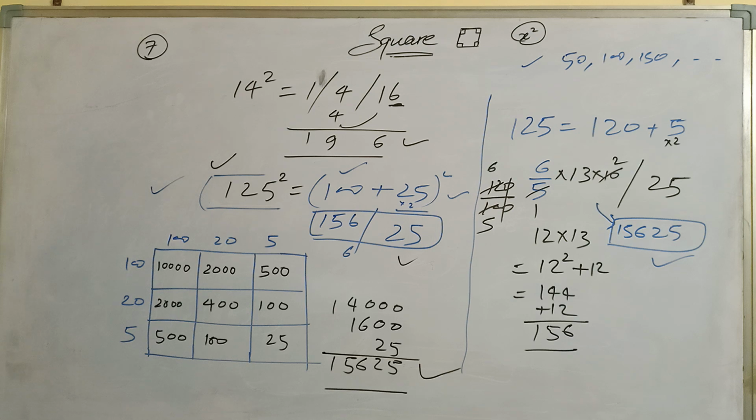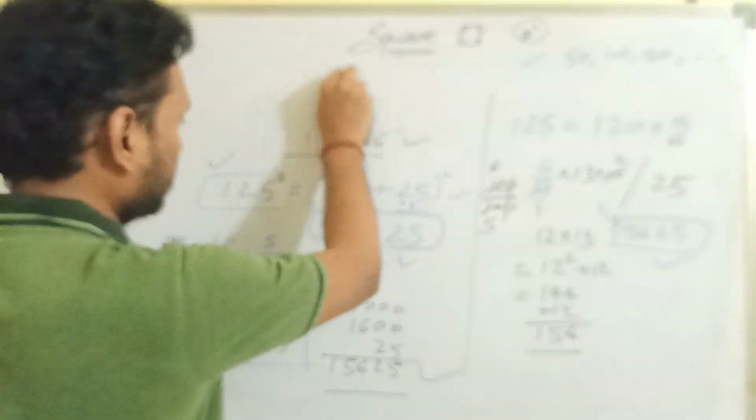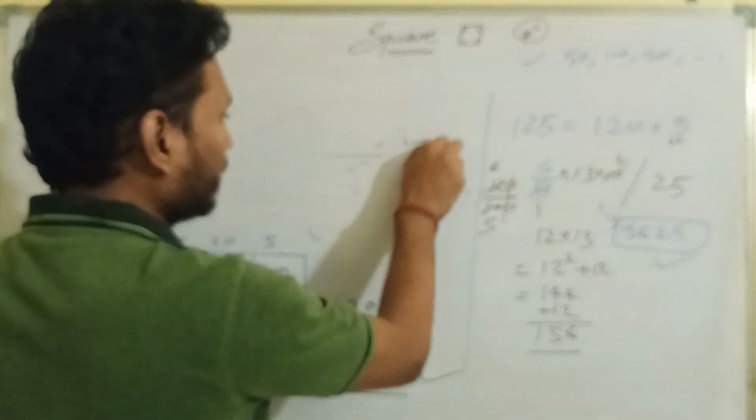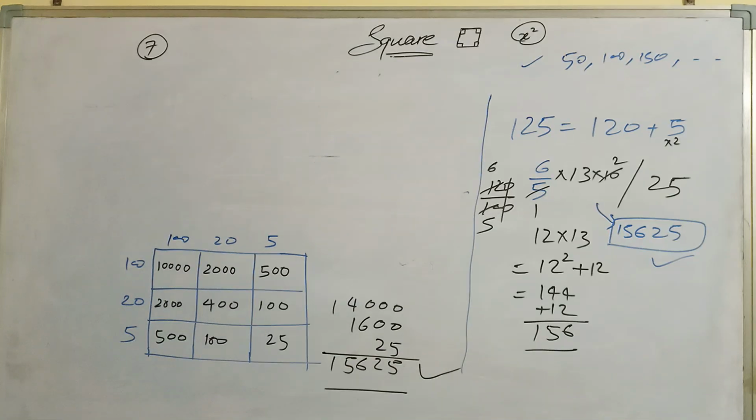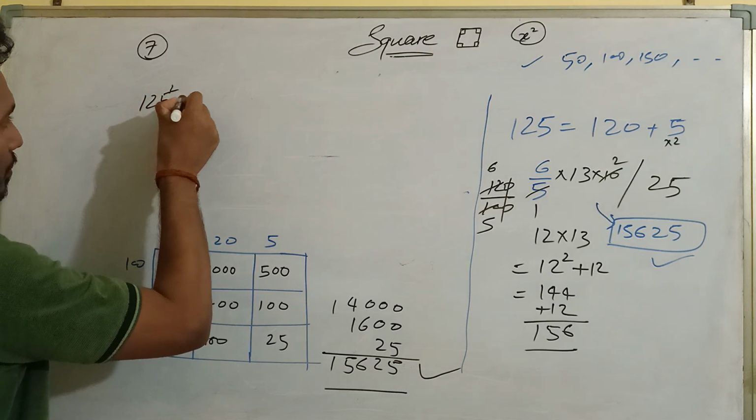Now what will be the next method I want to tell you. Clear? You know this method, so we will rough it. Now what is the method? Clear? Square of 125.